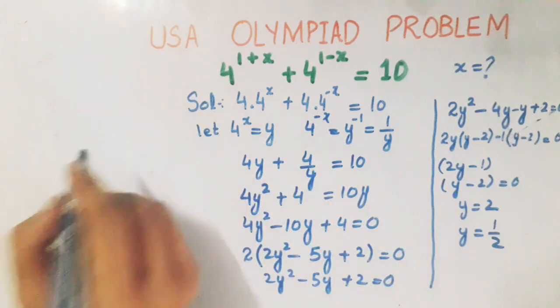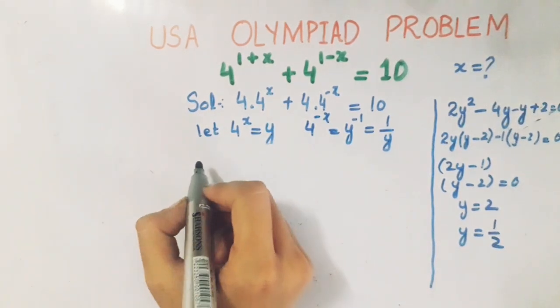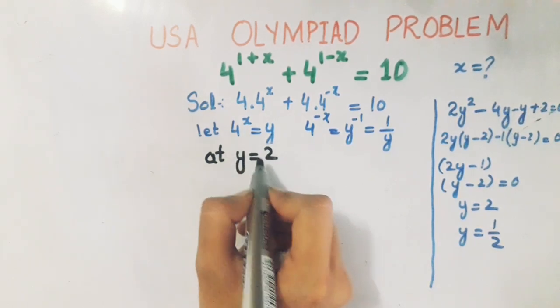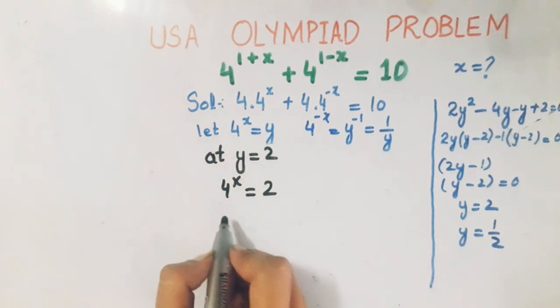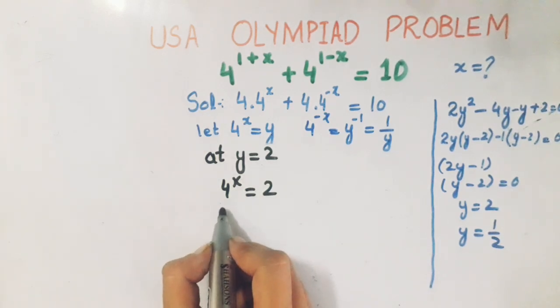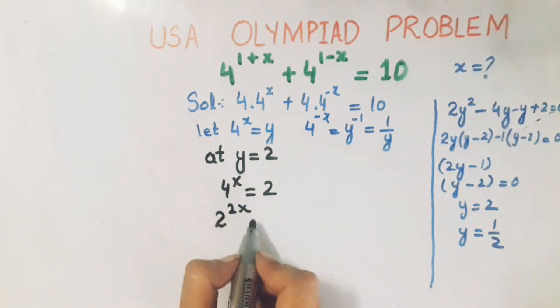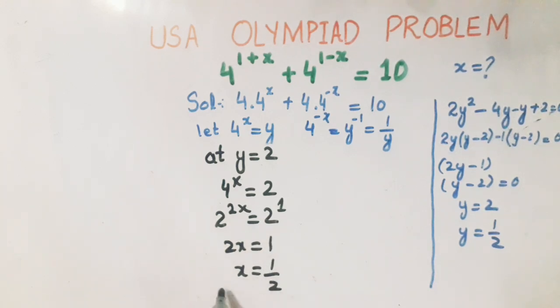Now we will solve this. At y equals 2, we will consider 4 raised to power x equals 2. It means that 4 can be written as 2 raised to power 2. It will be multiplied by x, that equals 2. Here the power is 1. So 2x equals 1, that implies x equals 1 over 2.